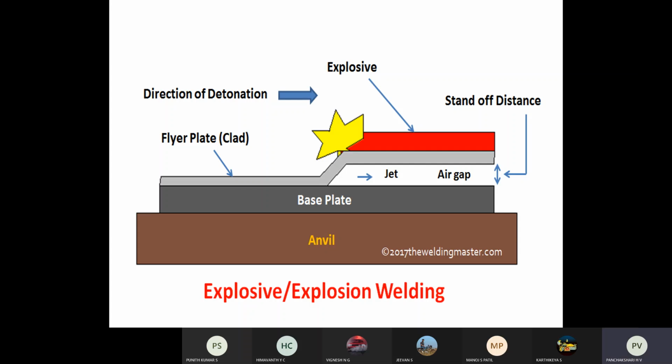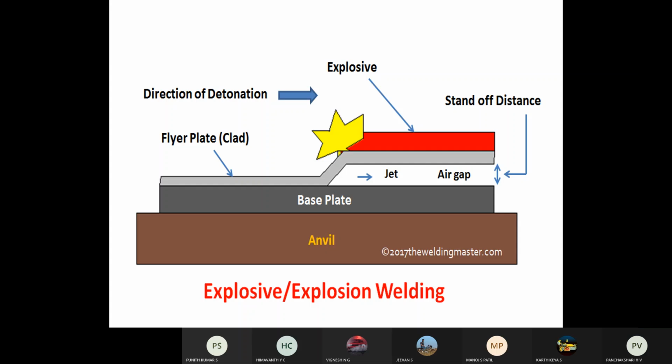Above the flyer plate, or cladding material, you can see the red colored one. It is the explosive, packed throughout the length of the cladding material. Between the flyer plate and the base plate, a gap is maintained, a sufficient gap so that the required amount of kinetic energy can be attained. This distance is called the standoff distance.